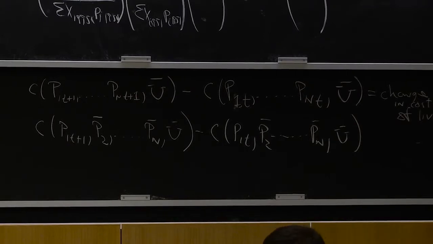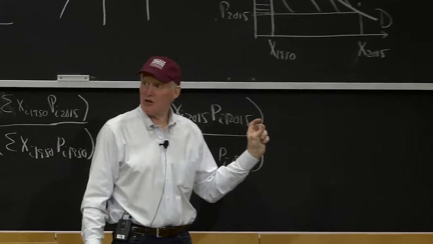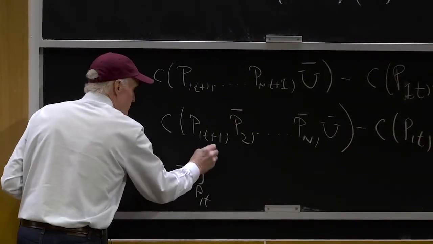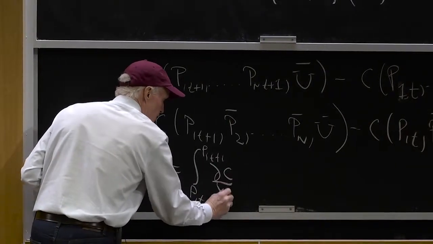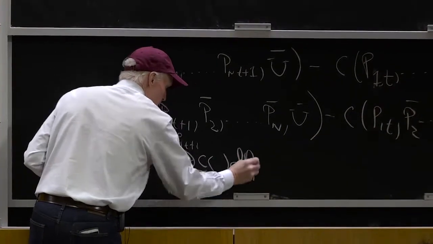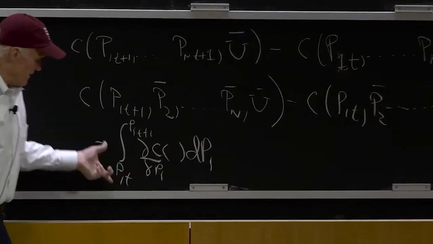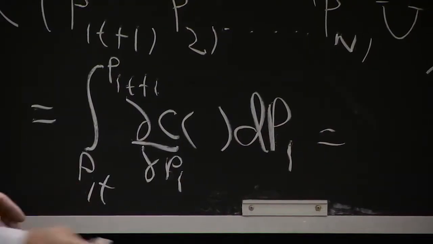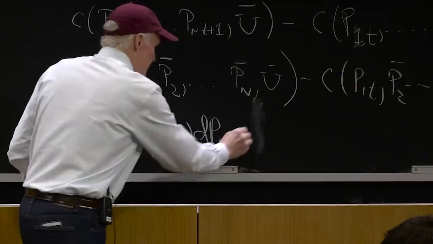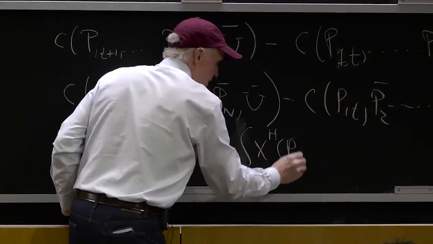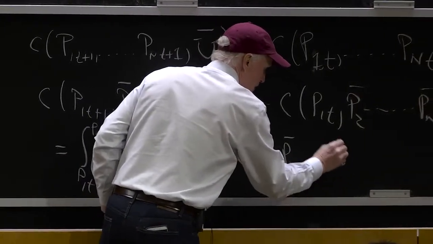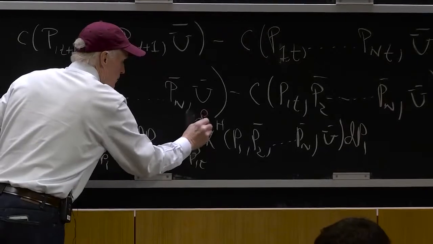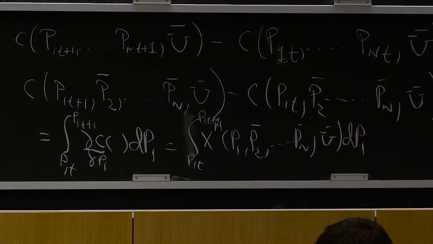Now, of course, the difference in a function is equal to the integral of the derivative of that function over that range. So that's equal to the integral from P1t to P1t+1 of partial C partial P1 dP1. That is, I'm going to integrate over this range from P1T to P1T+1. But of course, this partial derivative is just the Hicksian demand function. So that's equal to the integral of the Hicksian demand curve of P1, P2 bar, up to Pn bar, U bar, dP1, over that same range. So if I want to look at my picture, let me go back to my picture.